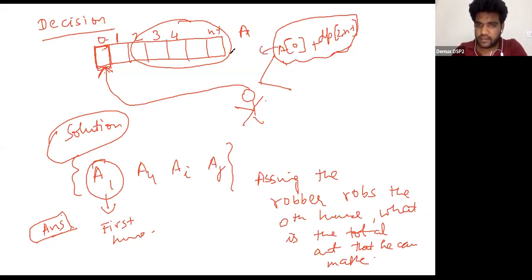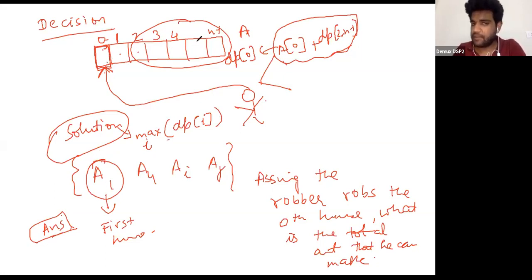So if this is what I am calling dp0, dp of 0 is basically assuming the robber robs the 0th house, what is the total amount of money that he can make? Then my actual solution is maximum of all dpi for all I. Why? Because I'm saying that whatever the first house is, it can be the 0th house, it can be the first house, it can be the second house, it can be any of these houses. The first house that he robs, if we line up the houses and number them in increasing order, then the first house could be any of these.